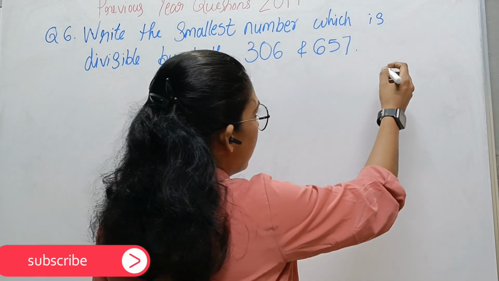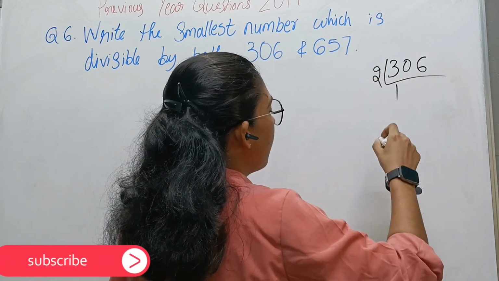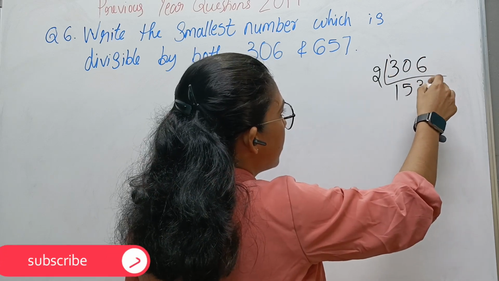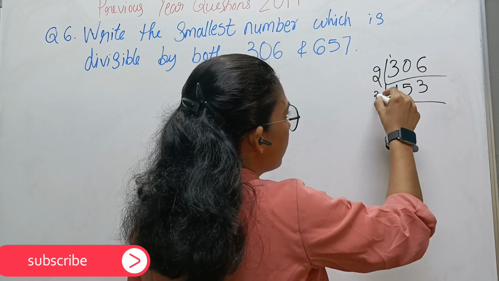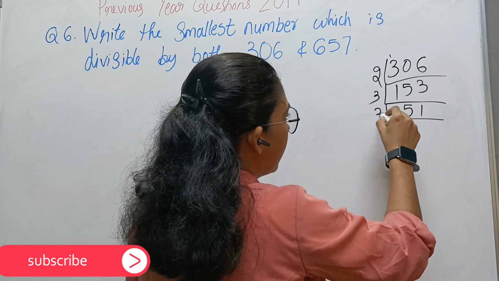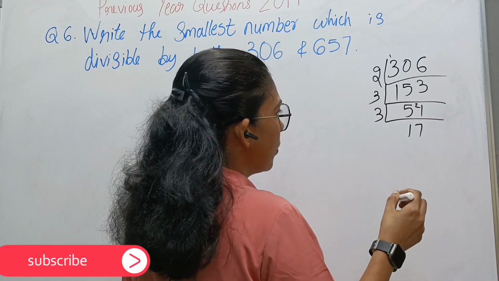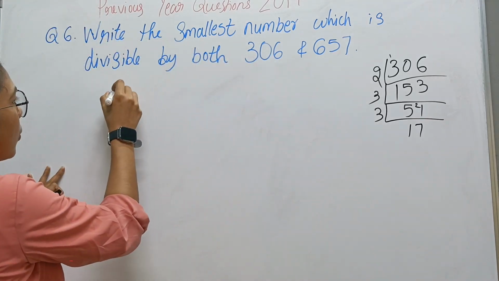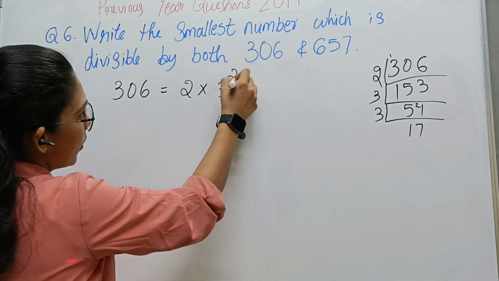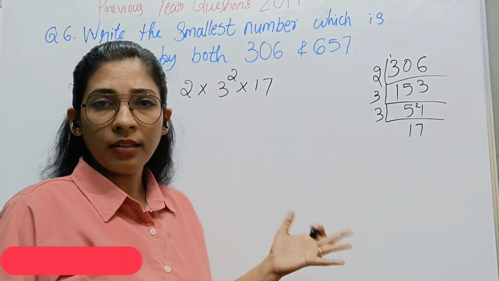So first one is 306. How can we factorize? Let's start with 2. 2 times 5 is 10, 3 times 2 is 6. Now 3 is there. 5 times 3 is 15, 3 times 1 is 3. Again 3 is there, 7 times 3 is 21. So the factors of 306 are 2 into 3 to the power 2 into 17. 17 is a prime number, so we cannot factorize it further.